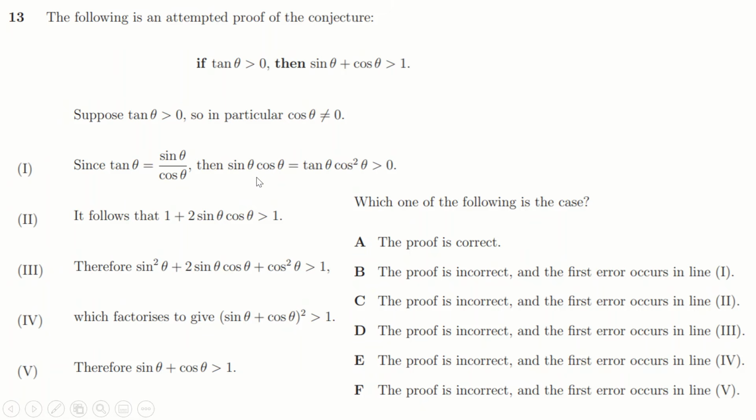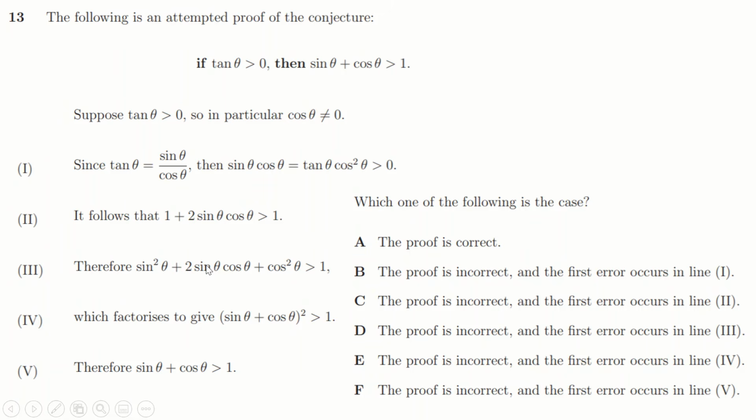But if you times sine cos by 2, what they've said in this first line is that sine cos is bigger than 0, if tan is bigger than 0, which is where they started. If you times that by 2, then that's still bigger than 0. And if you add 1 to it, therefore it's bigger than 1, because it's 1 plus something bigger than 0, which is bigger than 1. Okay, so that's where that comes from, which they haven't explained at all, but it's fine. It's technically a correct line. They just need to be more clear about how they got it.